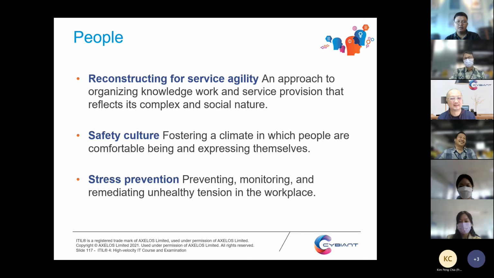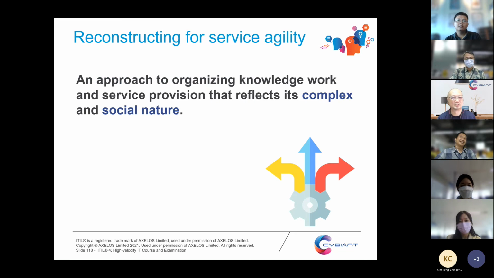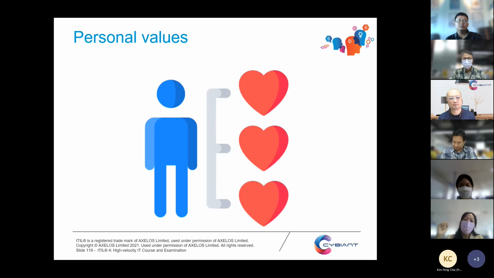Okay. Service agility. Approaching the knowledge work and service reflects the complex social nature. This is actually talking about the different teams, the different organization structures, also different needs. Personal value. What did I talk about personal value? Why are you working for BCA? You need to figure that one out. Or ask your team member, why are you still here?